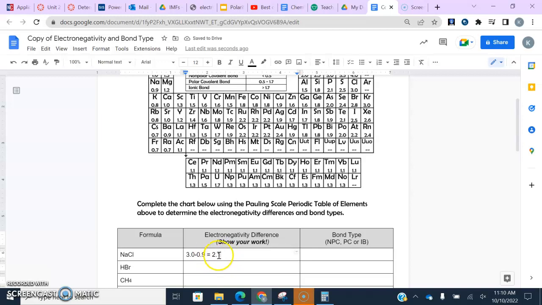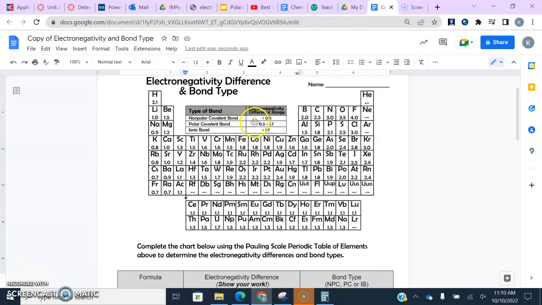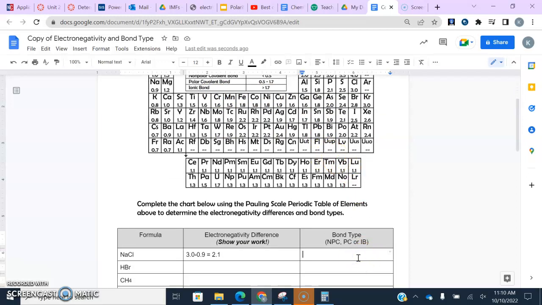Now with this value, I can tell whether this bond is going to be nonpolar covalent, polar covalent, or ionic. So 2.1, let's go back up here to our type of bond. 2.1 is larger than 1.7, right? So this is going to be an ionic bond. You can either type it all out, or you can just write the abbreviations that I have there for you, which is IB for ionic bond. That makes sense, right? Because we know that an ionic bond is a bond between a metal and a nonmetal. So here's sodium, which is a metal, chlorine is our nonmetal.